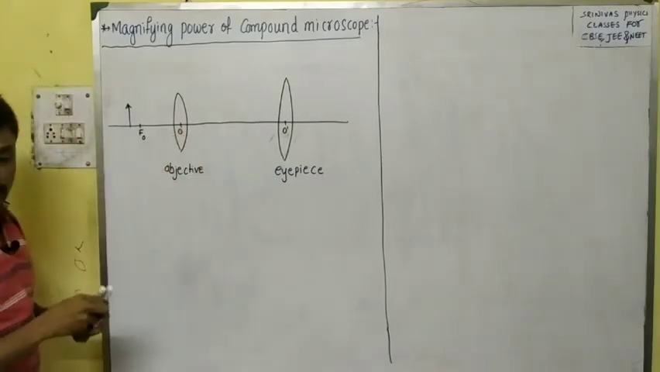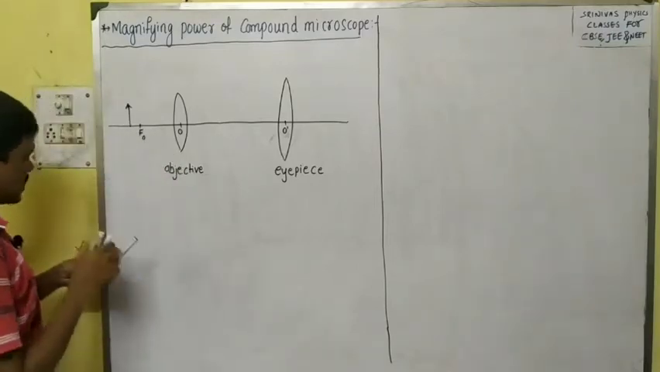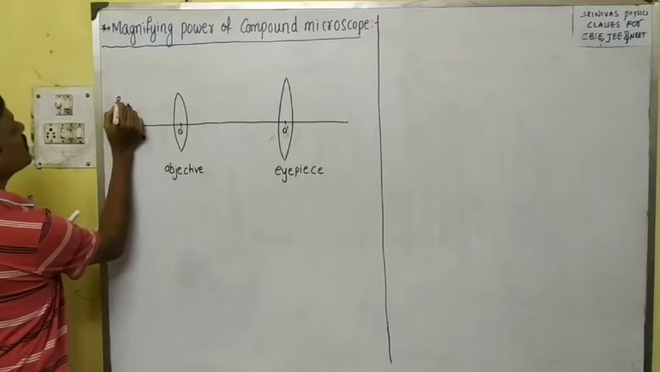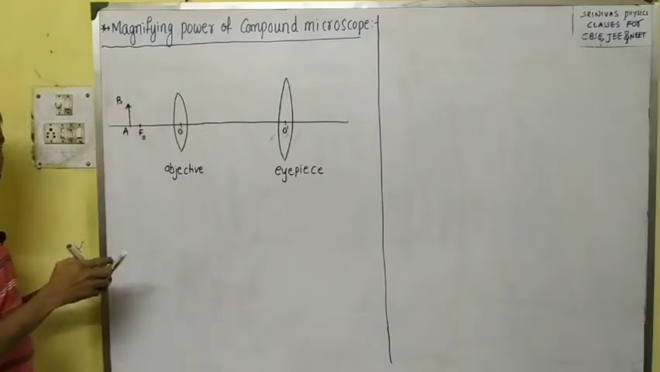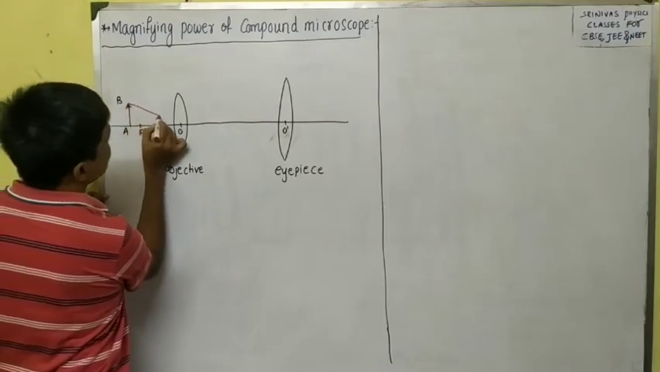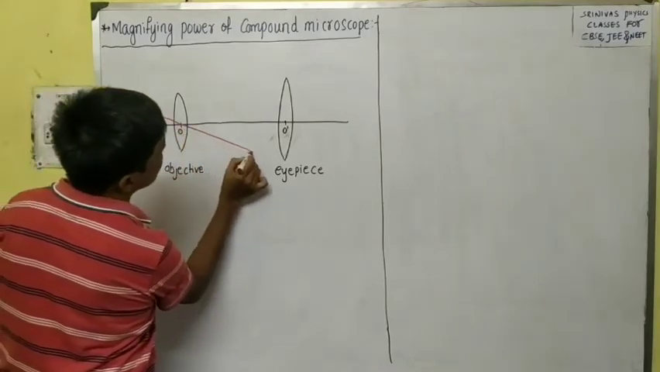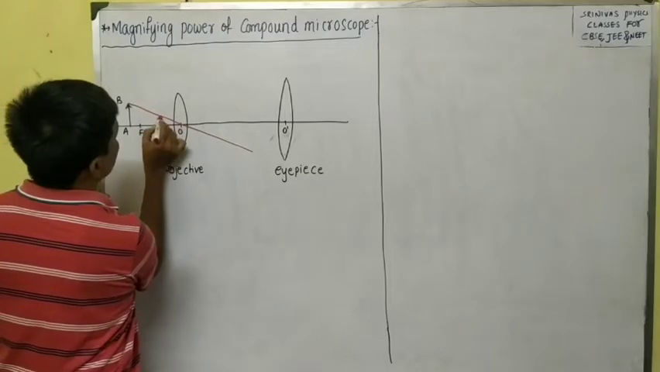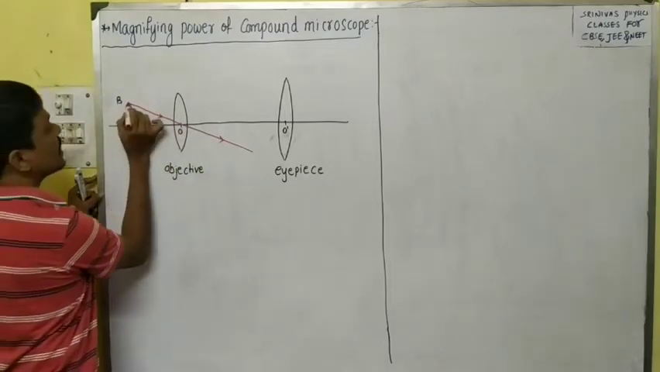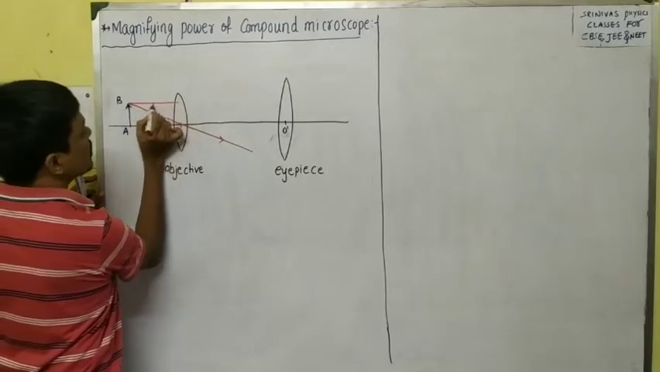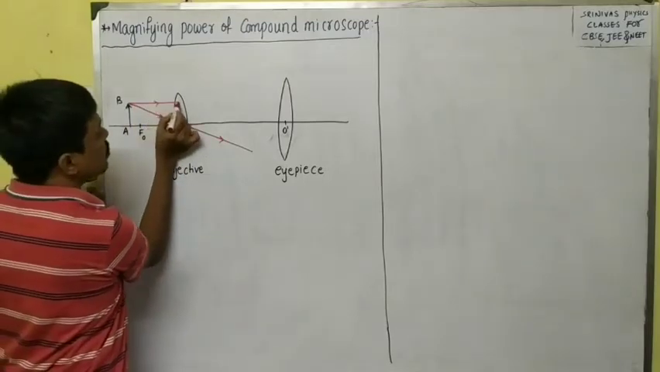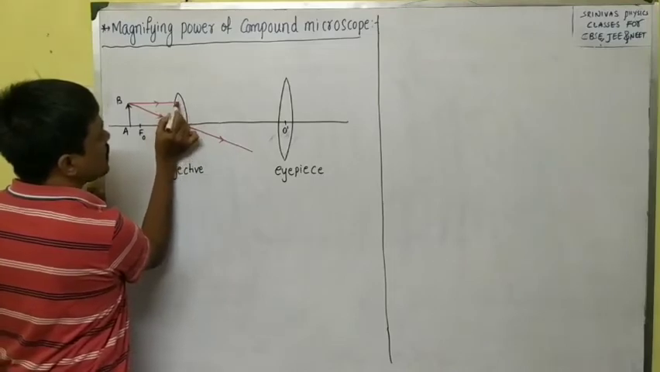Let us draw the diagram for this. This is an object, which we can consider as AB. Let us take two light rays. One light ray passes through the optical center and goes straight without bending. This is the first light ray that I am taking. And one more light ray I will take, that is incident parallel to the principal axis. When it is incident parallel to the principal axis, it passes through the focus.